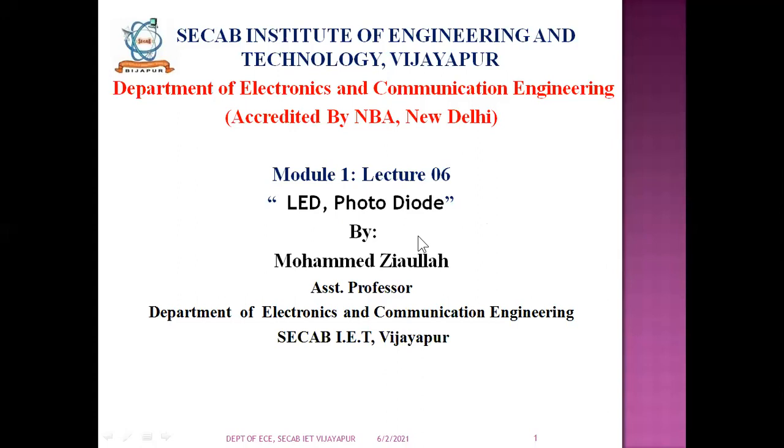Now in the previous video lecture, we have seen the normal PN junction diode, and the material used for the PN junction diode is silicon. Another type of diode is the Zener diode, which works under the reverse bias condition and remains off in forward bias condition.